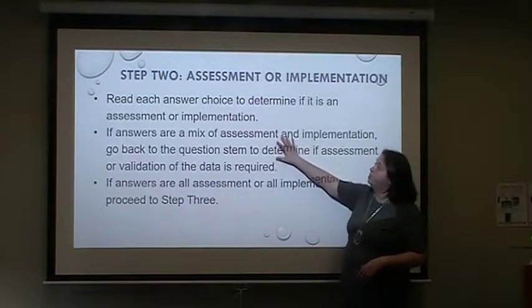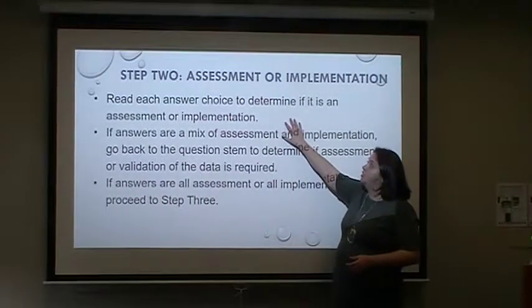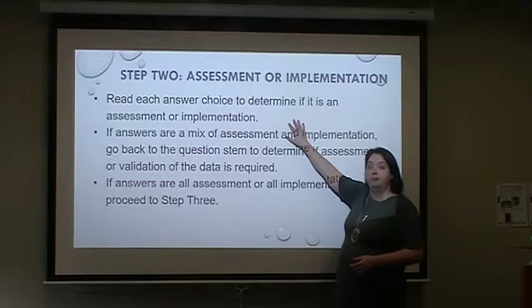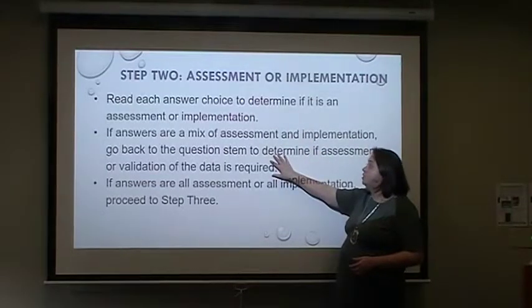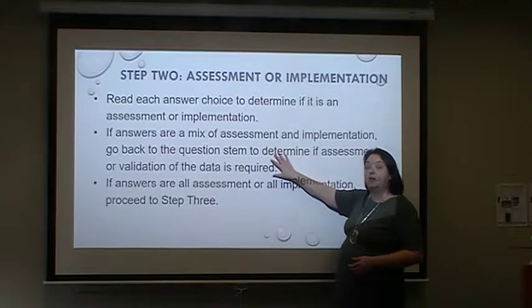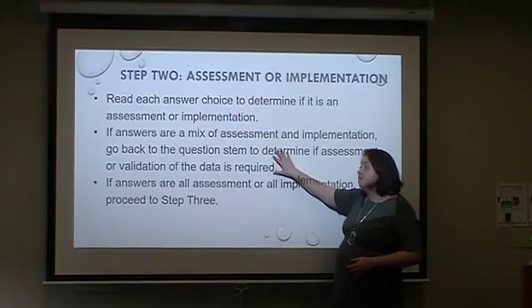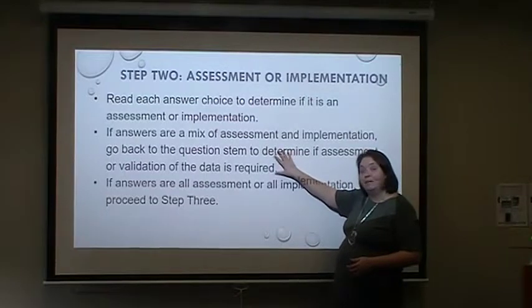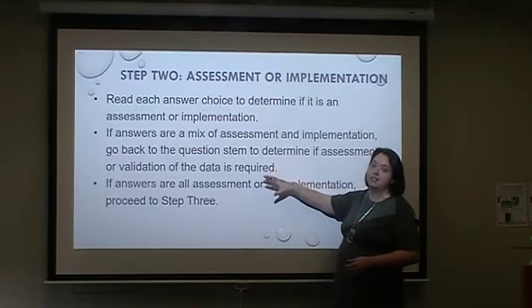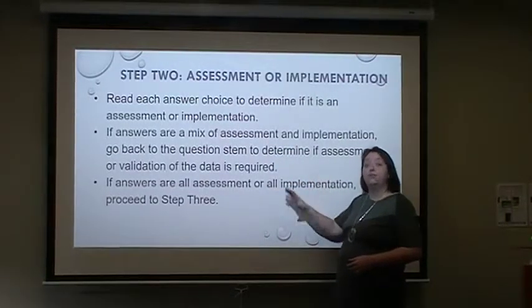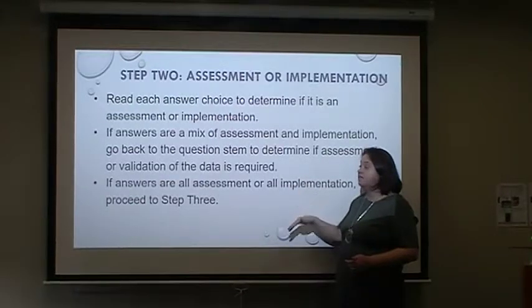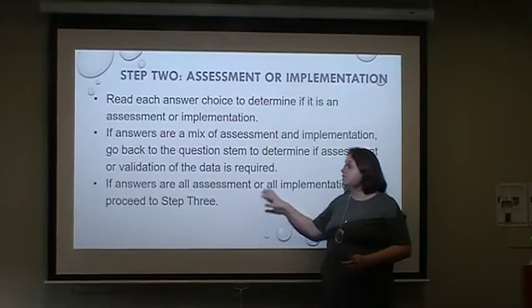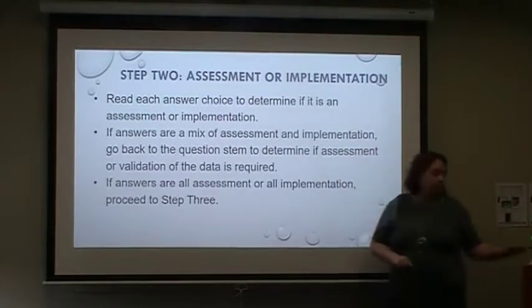So to determine your assessment, you're going to read each answer choice to determine if it's an assessment or an implementation. If there's a mixture of assessment and implementations, you want to go back and validate the assessments. If the assessments are valid, then you're going to eliminate the implementations. If the assessments are not valid, then you're going to eliminate the assessments and move on to step 3 with either all assessments or all implementations.